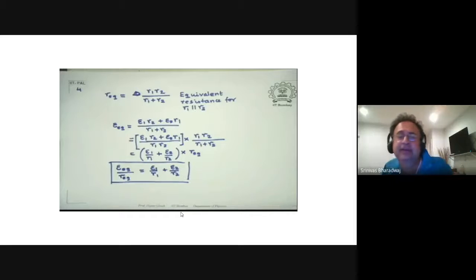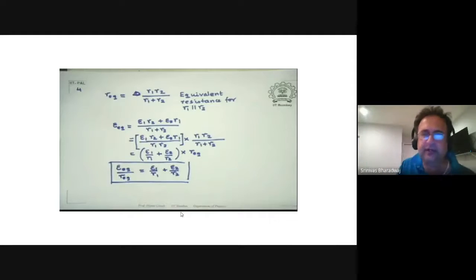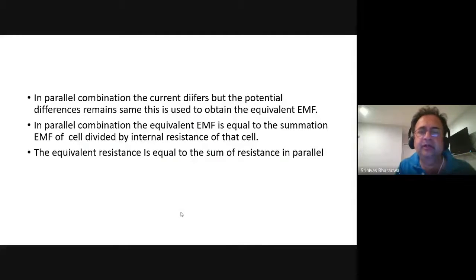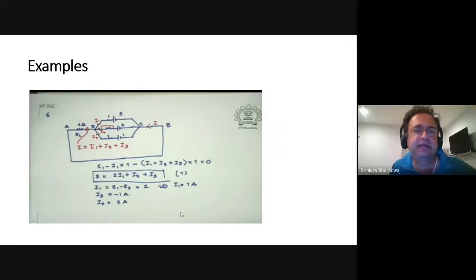Okay, that will give you the effective current as well. So if you wanted to find the separate currents, I equals I1 plus I2, right? You can find that using this formula. Typically, if you have parallel cells, you build this EEQ and REQ, make it one cell, and then you solve the whole circuit. Then you use the fact that you can divide it into E1 by R1 and E2 by R2. So that's a very straightforward way.